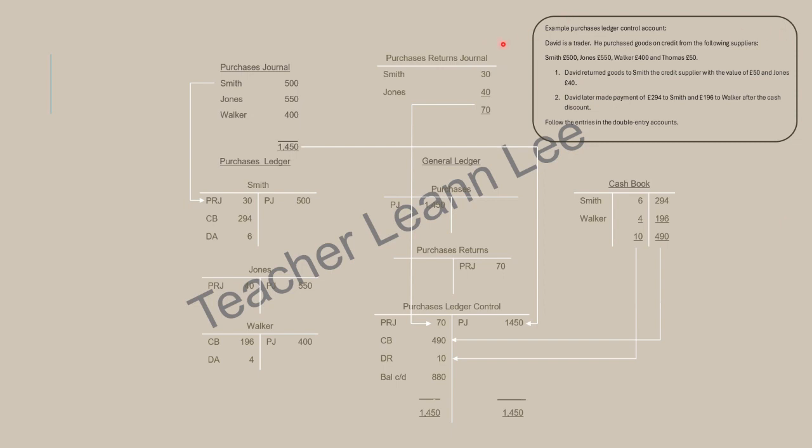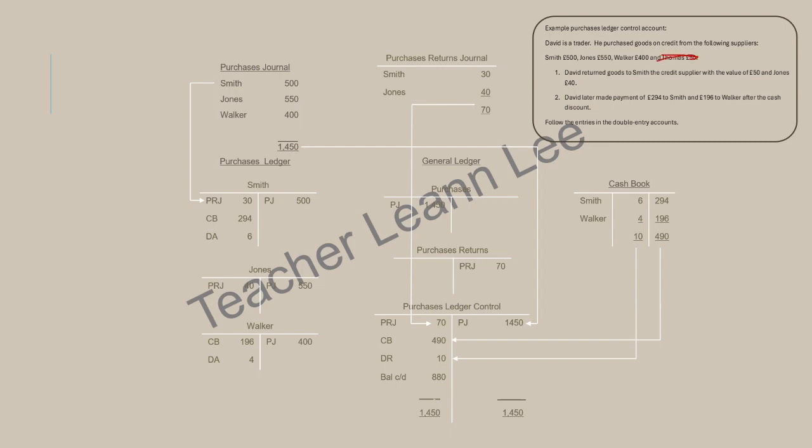Wait, I think I forgot to amend this. So David is a trader. He purchased. I changed the sales to purchases. Purchase goods on credit from the following suppliers: Smith, 500, John, 550, Walker, 400, and Thomas. Thomas, you can just ignore, because I erased it since there are no bad debts in the trade payables. Okay, I'm going to cross it out.